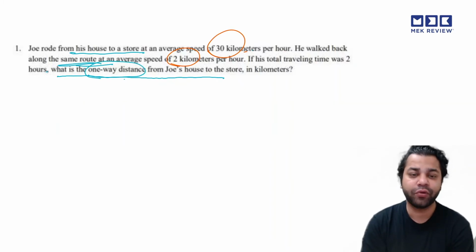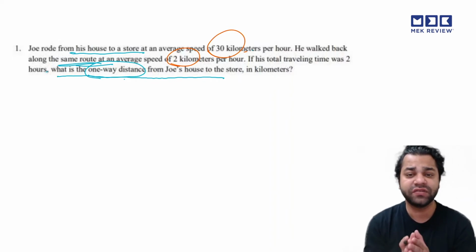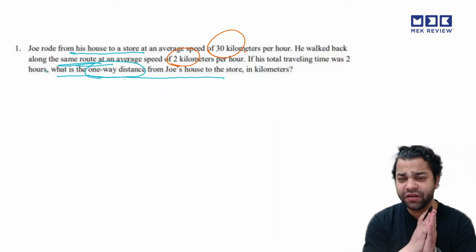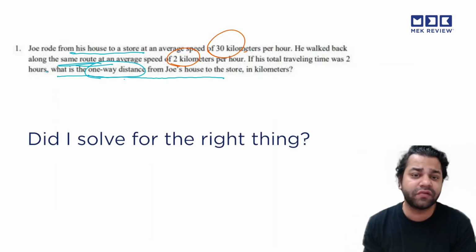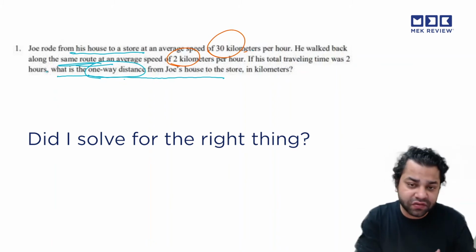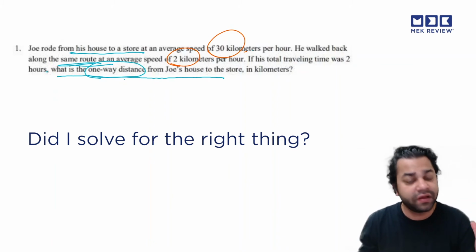It's very important to interpret the answer at the very end. So let's say you solve for the two-way distance. Then you have to ask yourself, did I solve for the right thing? Like, did I solve for the one-way distance? Did I solve for the time? Did I solve for something else, right?